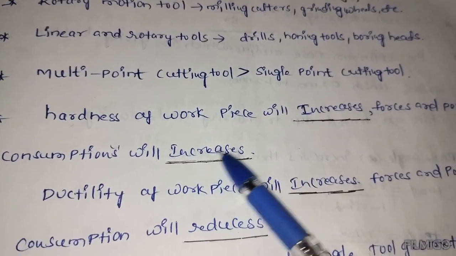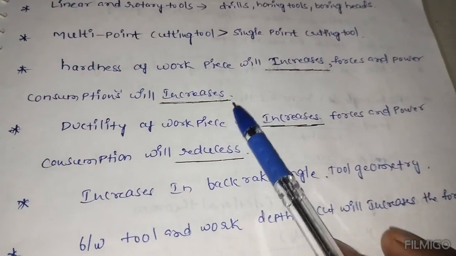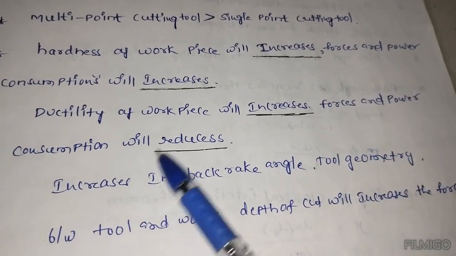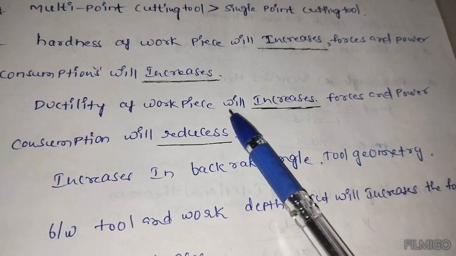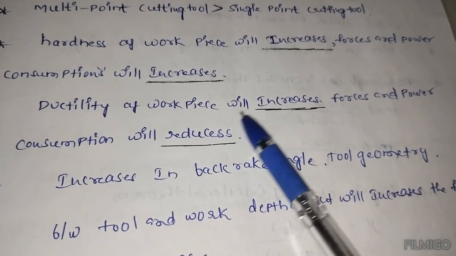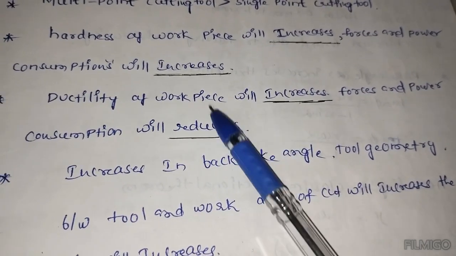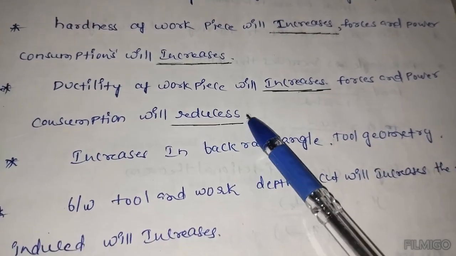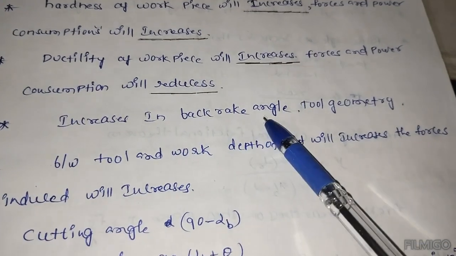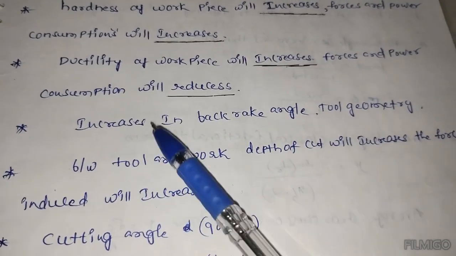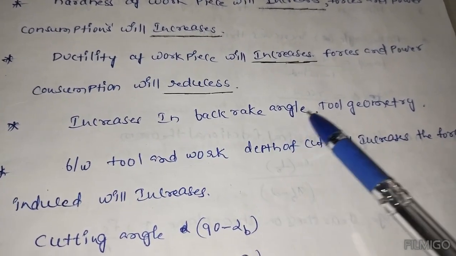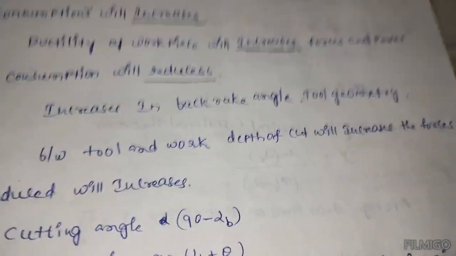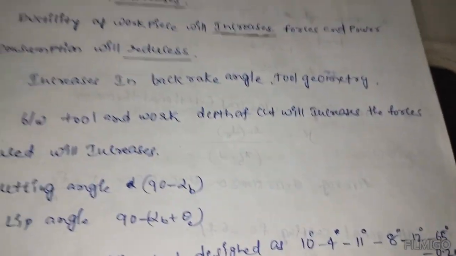Consumption will increase. As the ductility of the workpiece increases, force and power consumption will reduce. The ductility of a material such as mild steel is high. Increases in back rake angle and tool geometry. Between tool and work, as the depth of cut increases, the force induced will increase.